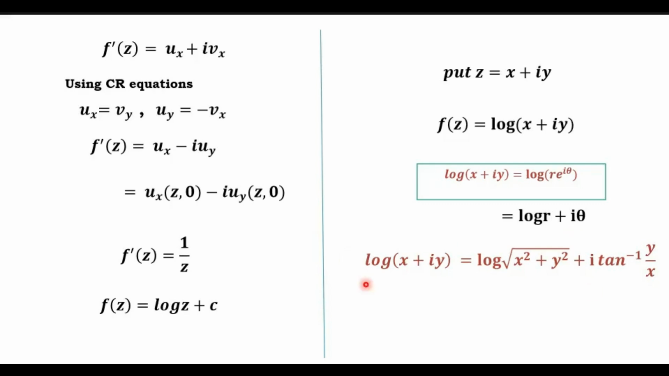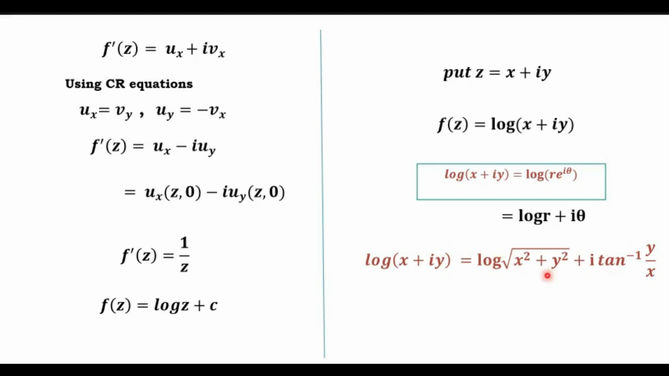So log of x plus iy, if you don't remember the formula, convert that to polar form and then use the property of log and substitute for r and theta. मतलब क्या है? Log of any complex number is log of its modulus plus i into the argument. जो भी complex number रहेगा उसका modulus निकालना है, that will be log r plus i into इसका argument निकालना, that is equal to theta.